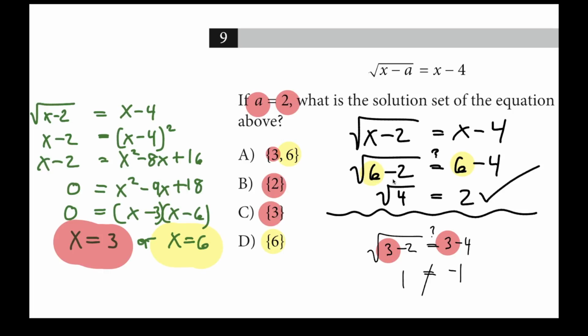6 works because 6 minus 2 is 4. The square root of 4 is 2. You can also check 3 and see that 3 here, 3 minus 2 is 1. The square root of 1 is 1, and 3 minus 4 is negative 1. So are these equal to each other? No, they're not. So you need an answer choice that has 6 and not 3, and the only one who does that is D.